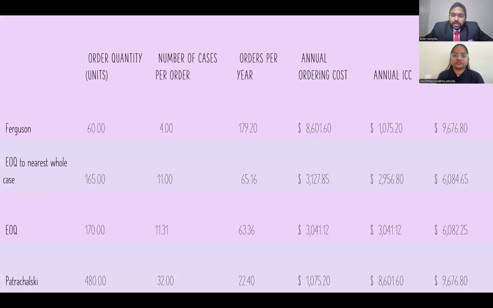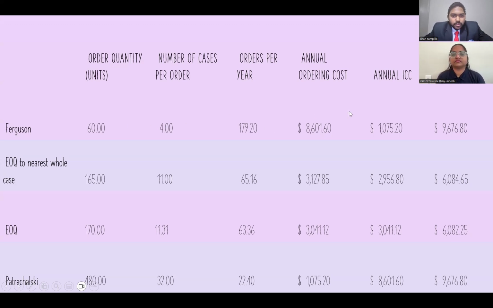Before question number 3, we'll discuss the box given to us, and here we got the total annual cost of both Ferguson and Patrachalski, where both of the costs are equal. And annual ordering cost as well as ordering quantity are adjusted based upon the number of units per case.